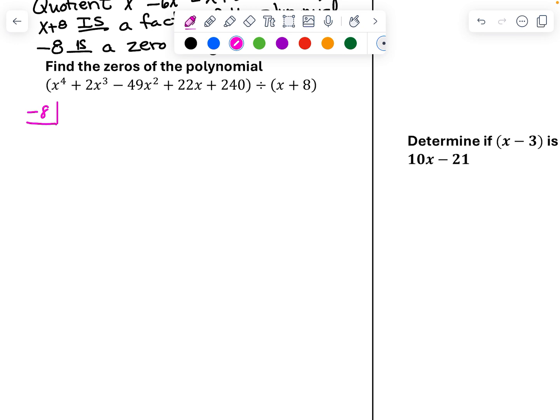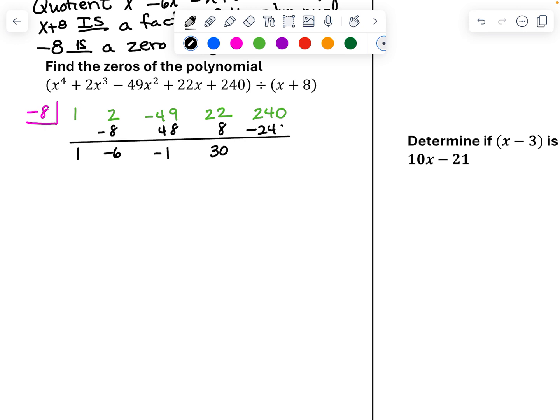And we're going to put a list of coefficients: 1, 2, negative 49, 22, 240, and we are going to do the math. The math says to bring down the very first number, which is 1, multiply, add, multiply, add, multiply, add, multiply, add. All right?